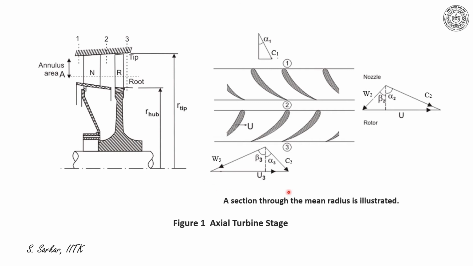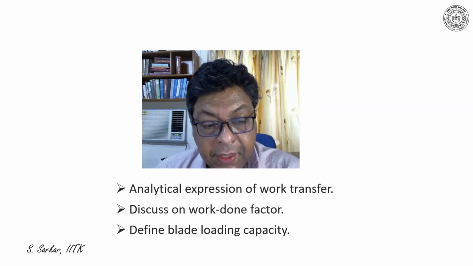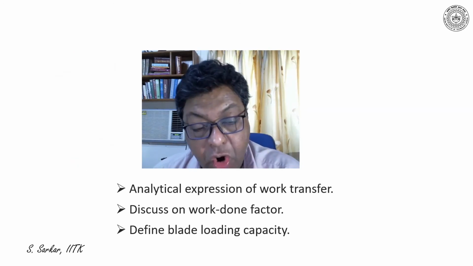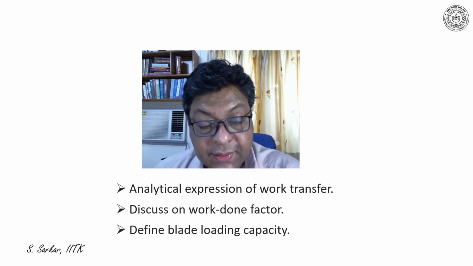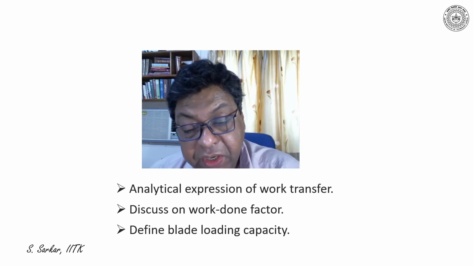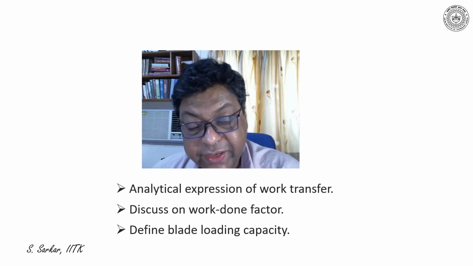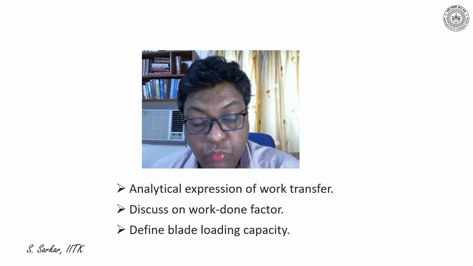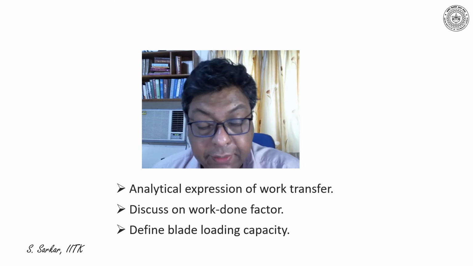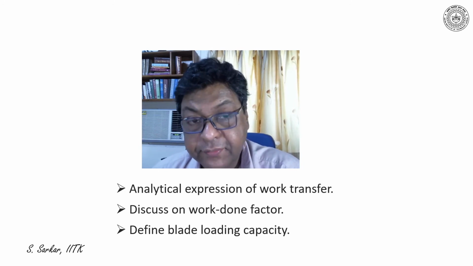So this is the velocity triangle for a compressor stage, and I hope you have appreciated the different relative and absolute velocities. Please note that after drawing the velocity triangle through a stage, I'll find the expression for work transfer in a turbine stage, and discuss the work done factor and the blade loading capacity.